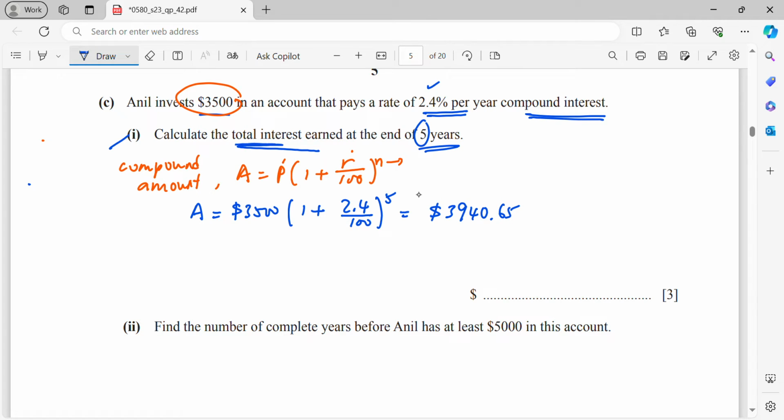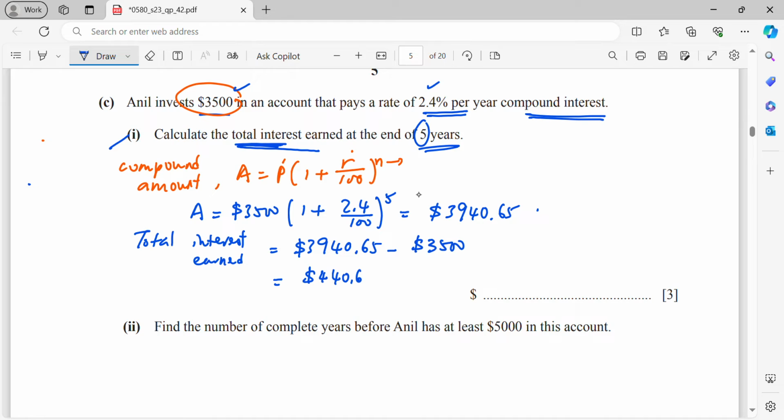But now the question is asking for total interest. This amount already includes 3,500. Therefore, the total interest earned will be the compound amount 3940.65 minus the principal value 3,500. That will be the interest earned. So it will be 440.65, and now I round to 3 significant figures. That is going to be 441. So that is our solution.